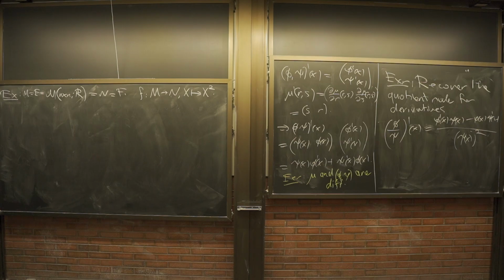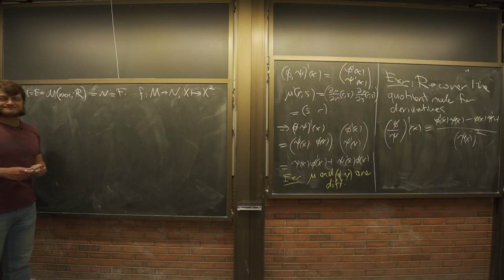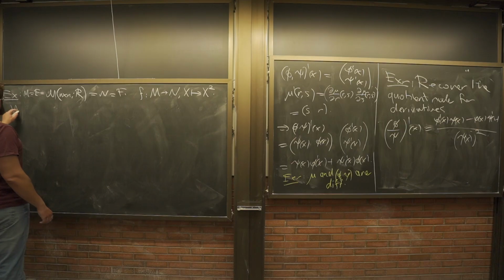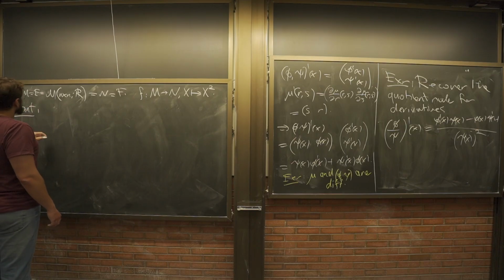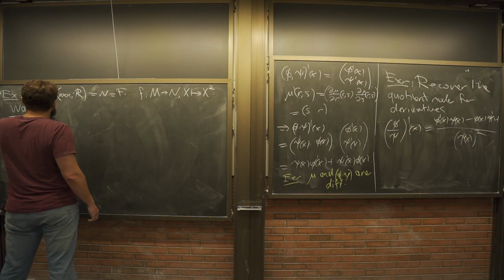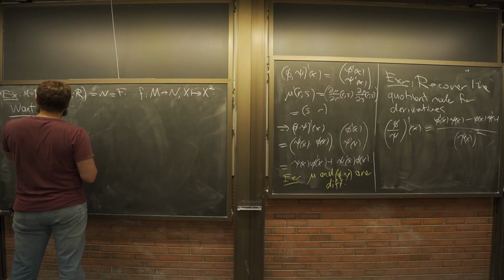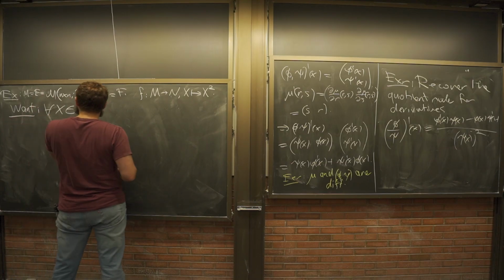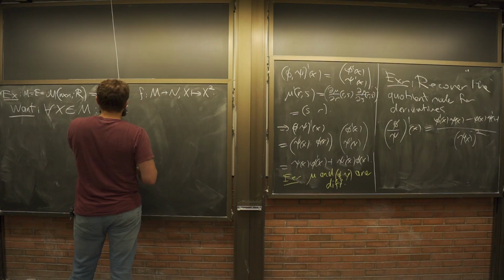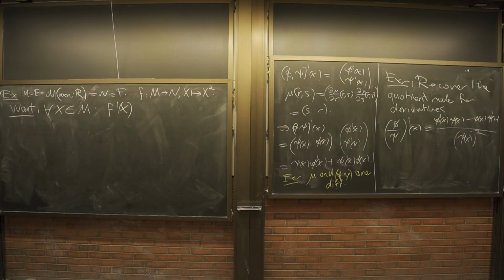We would like to compute the derivative of f at an arbitrary matrix, an arbitrary point. So maybe I should say, for any x in M, I want this, if it exists. It should exist, of course.